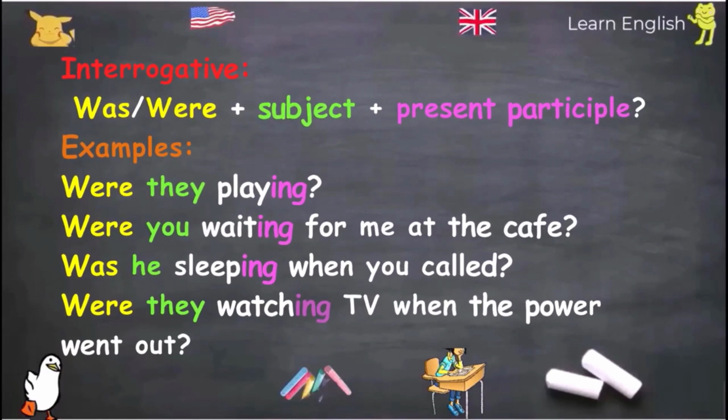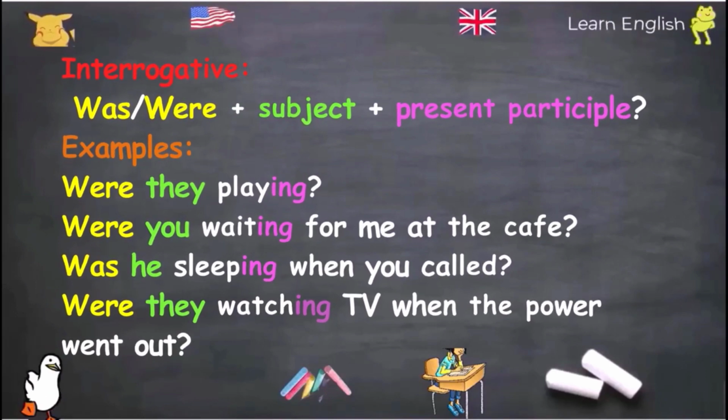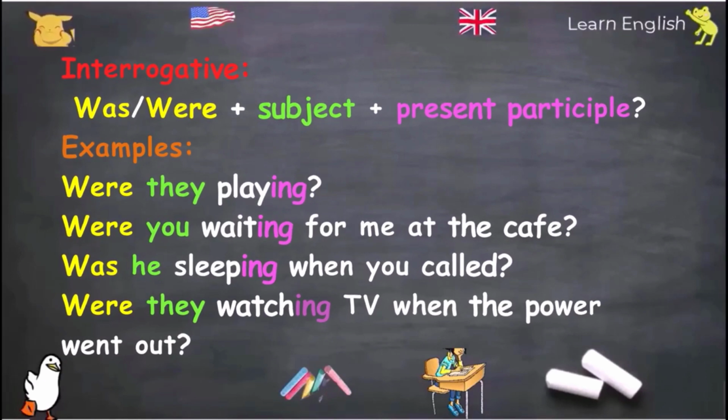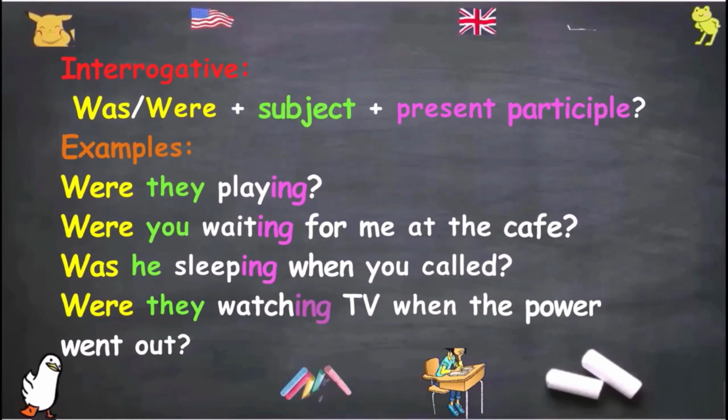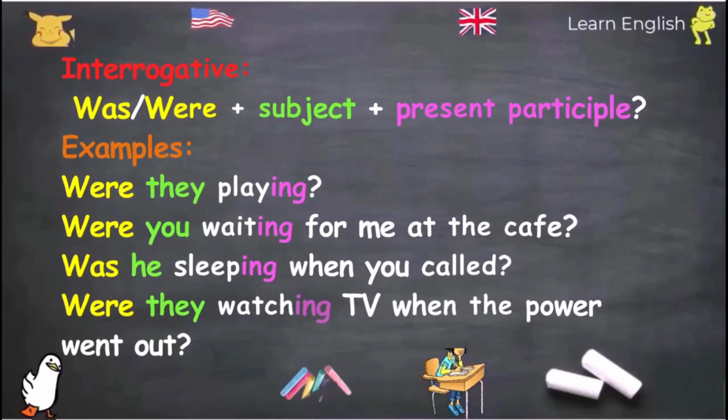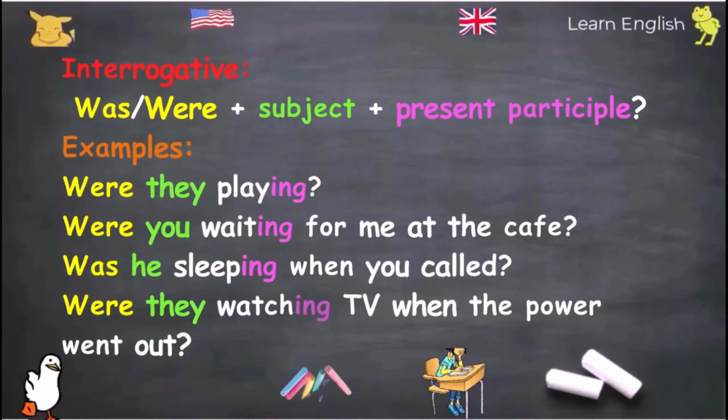Interrogative: was/were plus subject plus present participle. Examples: Were they playing? Were you waiting for me at the cafe? Was he sleeping when you called? Were they watching TV when the power went out?